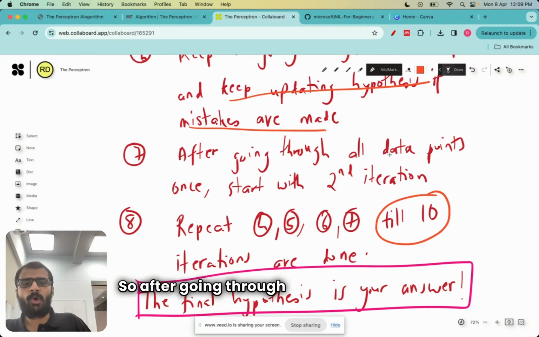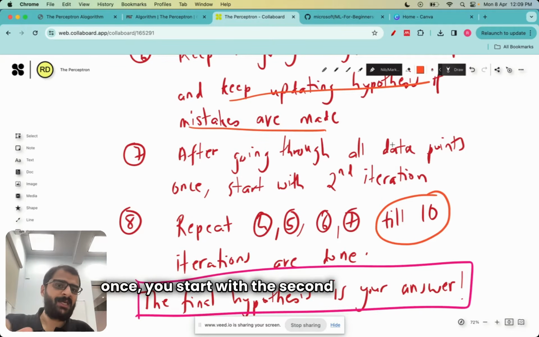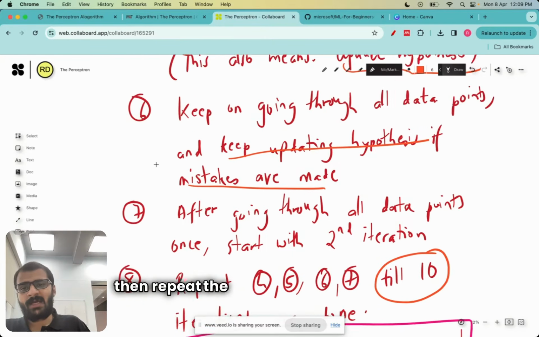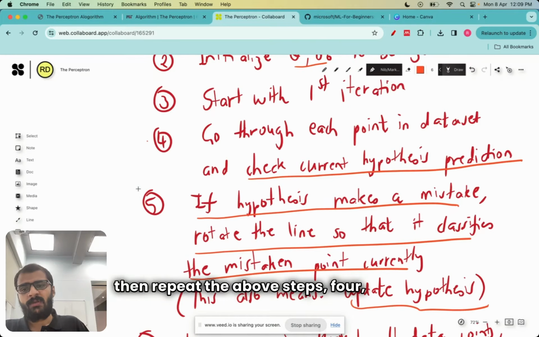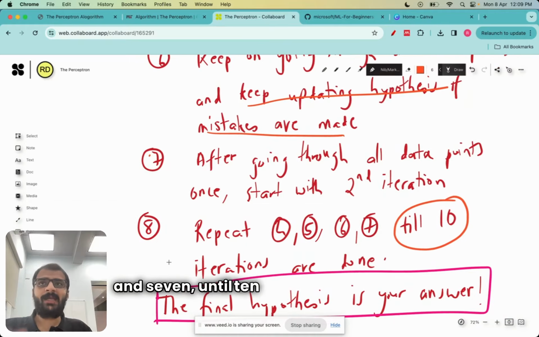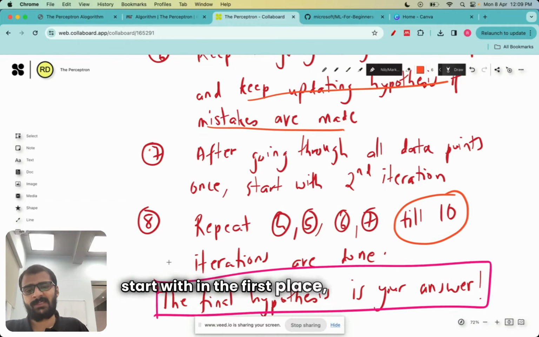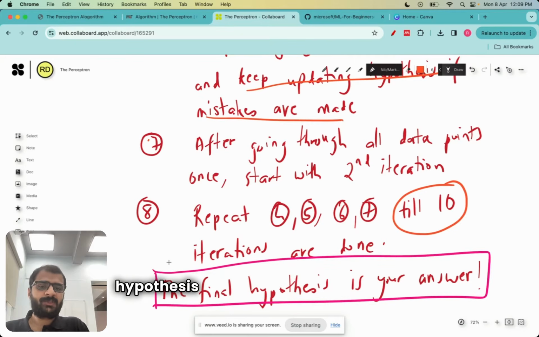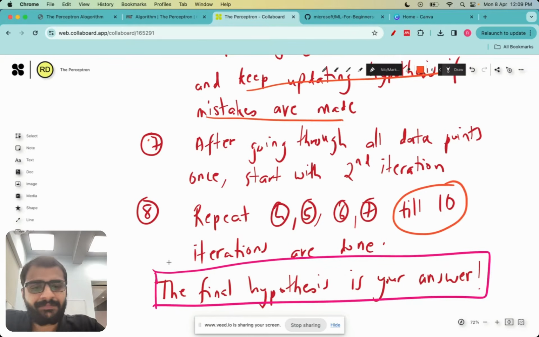So after going through all the data points once, you start with the second iteration and then repeat the above steps 4, 5, 6, and 7 until 10 iterations are done. So this is the number of iterations which you start with in the first place. And the final hypothesis which you get is your answer.